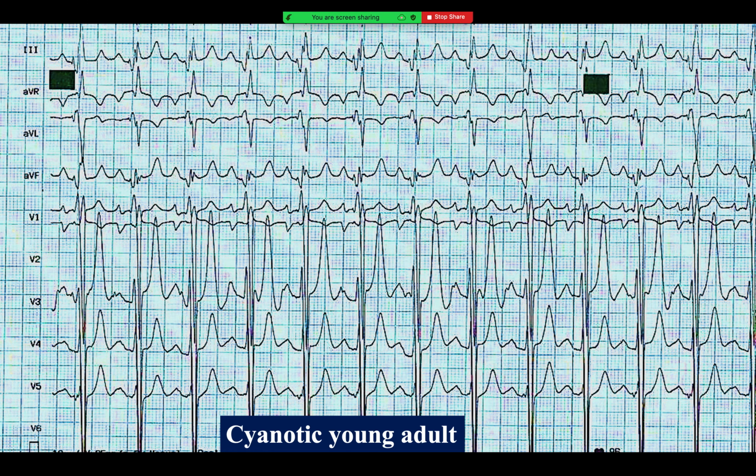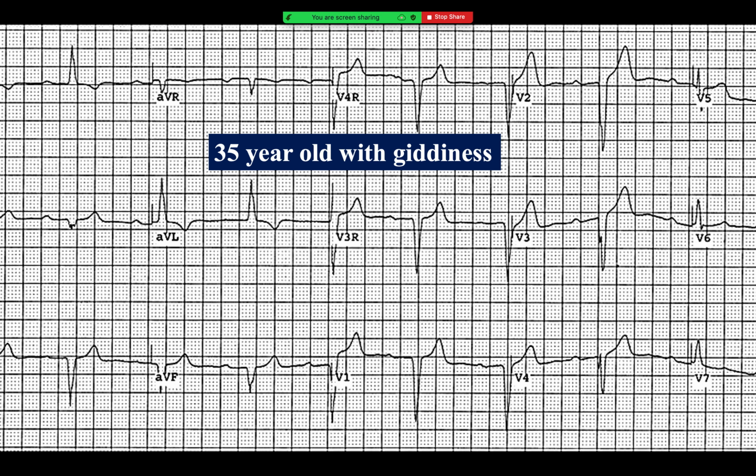What do you notice over here? How are the P waves? And where are the Q waves? Do you notice any Q waves? So they are similar to the earlier case, isn't it? So that was again an Epstein's anomaly.